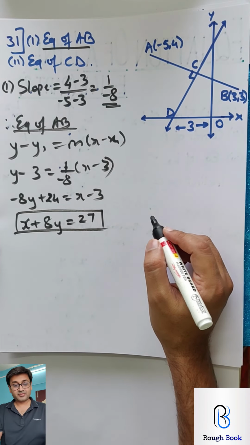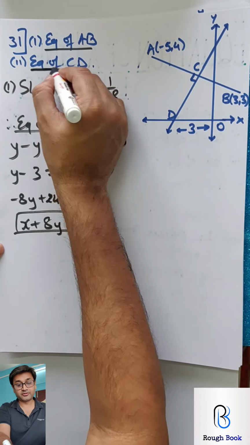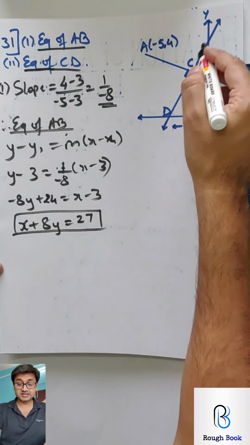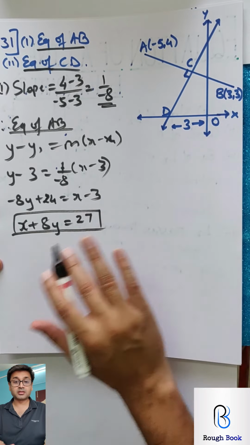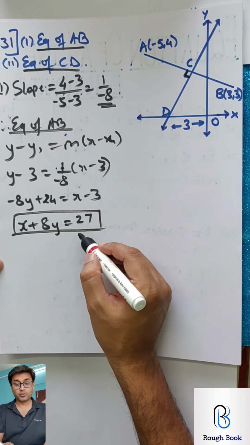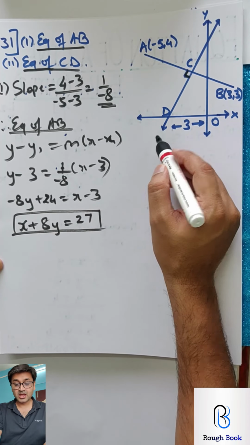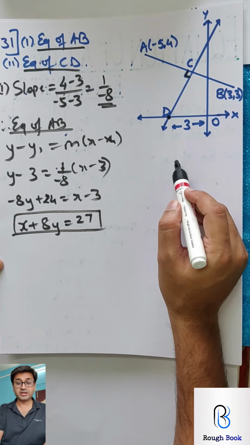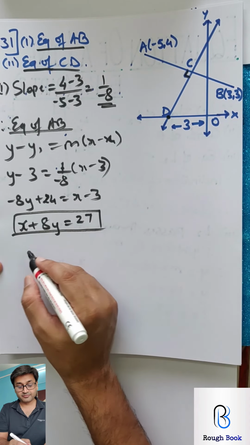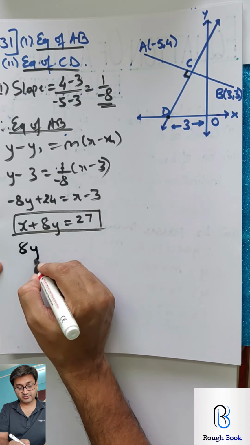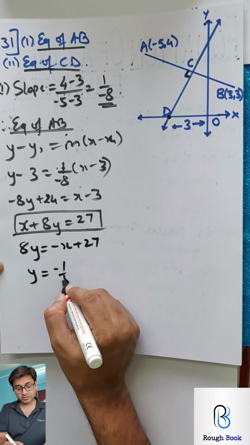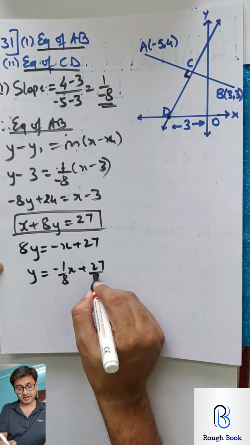It's correct. Let's go with the second one, equation of CD. Chalo, how many of you are again racing with me? But for CD this time the problem is that you have been given nothing but perpendicular. So I'll have to use the slope of this to get the slope of CD. Then I'll have to get the coordinates of D and then use point-slope form. So a lot of work, okay? So first, I am getting the slope of this one. So 8y equals minus x plus 27, so y equals minus 1 by 8 x plus 27 by 8.